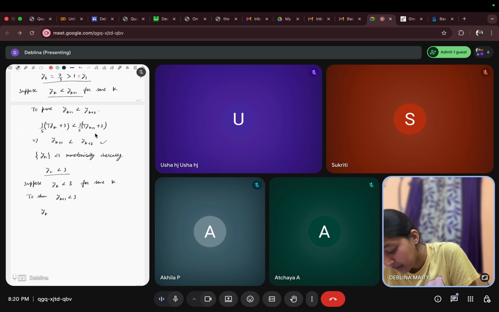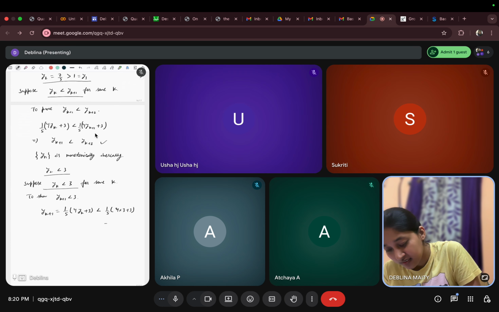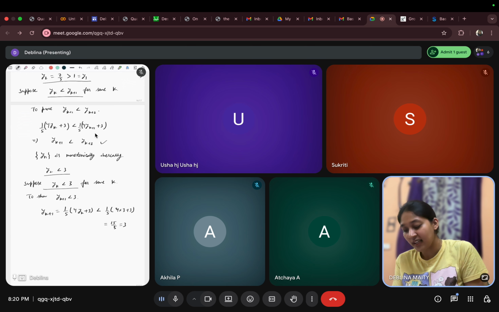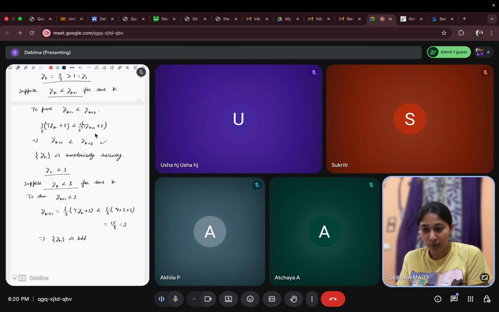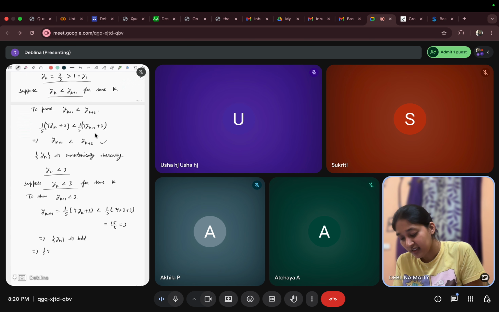So yk+1 is 1/5 times (4yk+3). Now yk is less than 3, this is our assumption. So this is less than (4 times 3 plus 3)/5, which is 3. So yk+1 is less than 3. This means yn is bounded above, and it is monotonically increasing. So this means yn is convergent.